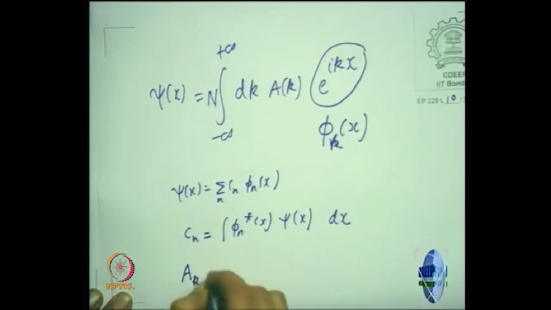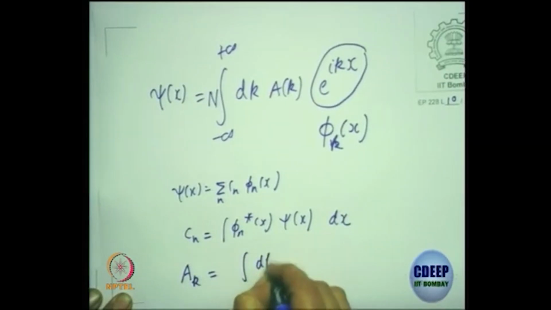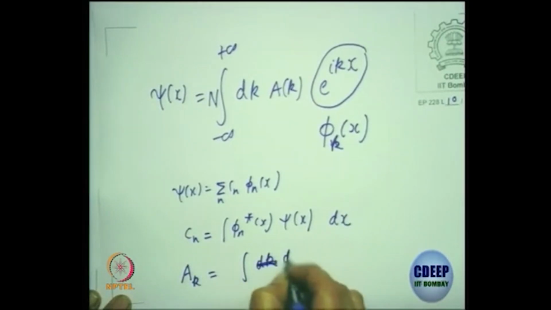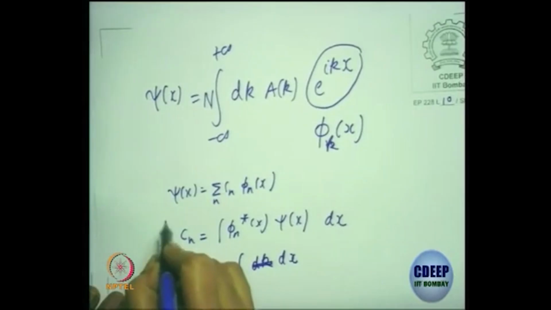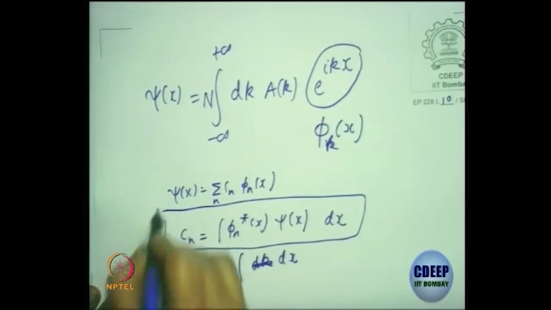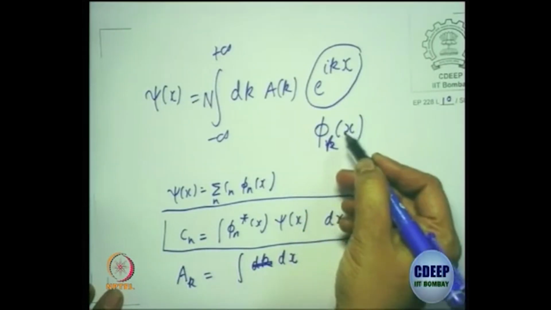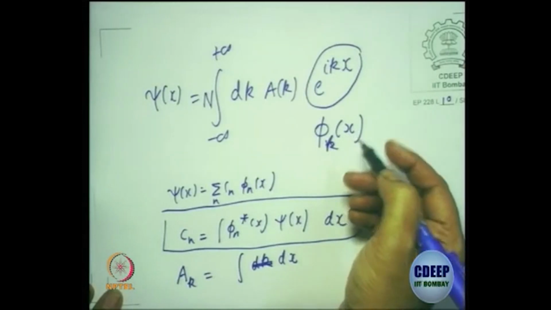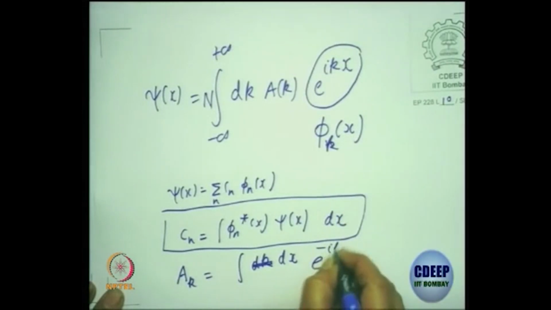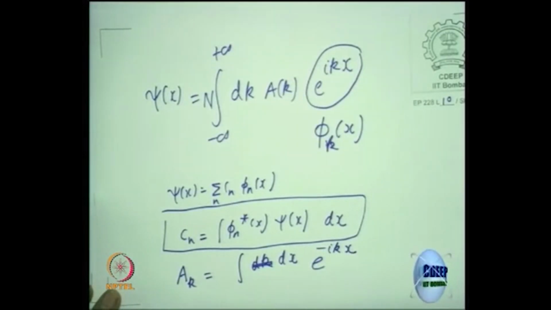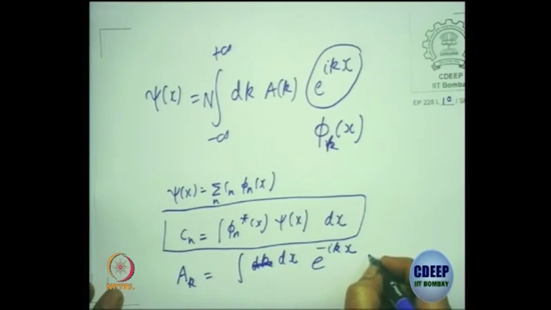A of k will be an integral over, sorry, it won't be dk, it is dx. This is what you are going to redo in a continuum. Integral over dx, phi k star of x is what? E to the power of minus ikx. How the minus ikx comes you can also see. This is the inverse Fourier transform times psi of x.